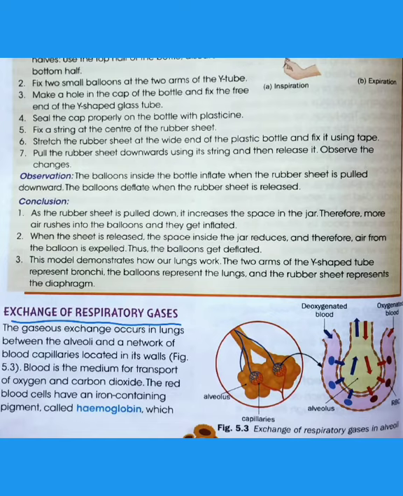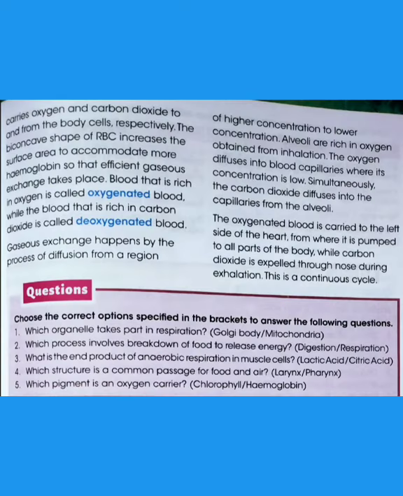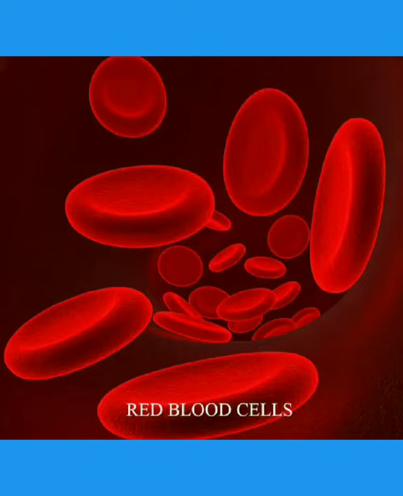So how does this blood carry such gases? See, the blood cells have an iron containing pigment called hemoglobin, and this pigment hemoglobin is responsible for carrying oxygen and carbon dioxide to and from the body cells respectively. So what is the shape of the red blood cell? It is biconcave disc shape.